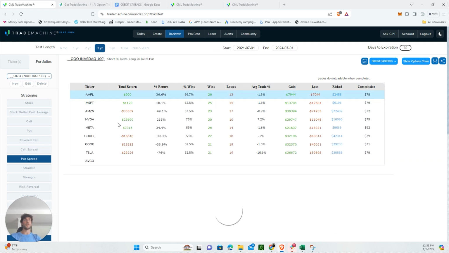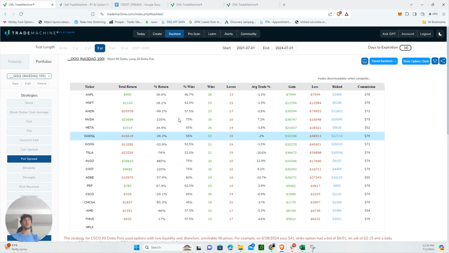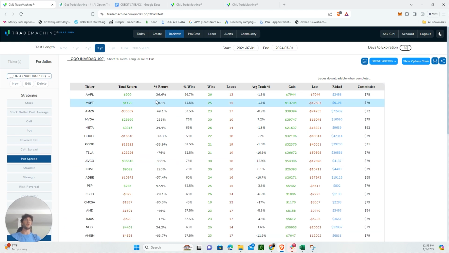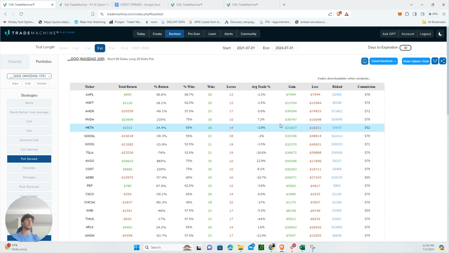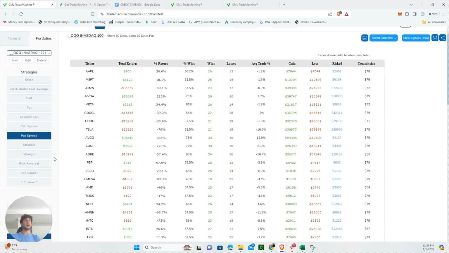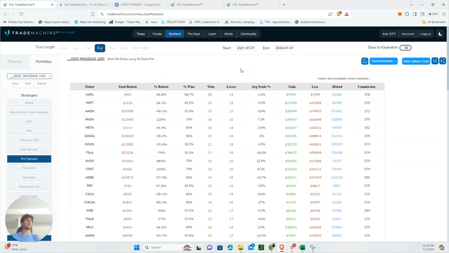So this is going to load all the stocks in the NASDAQ 100. It's going to tell you what your total return would have been, your return percentage, your win rate, the average trade, the whole nine yards. And we're going to figure out, okay, how did that actually work if we wanted to play the selling put spreads game, which is a put credit spread, over the last 3 years. And it's going to give us all that data.